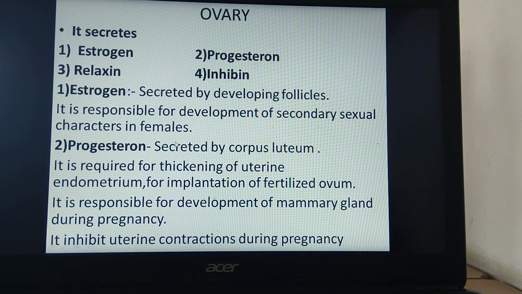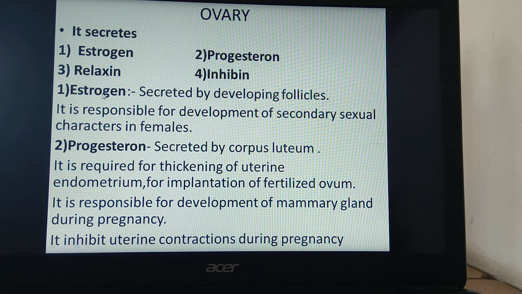We'll see the second type of gonad, that is the ovary, found in females. This ovary secretes 4 hormones: estrogen, progesterone, relaxin and inhibin. Estrogen we have studied before also, secreted by follicular cells, and it is responsible for development of secondary sexual characters in females. About progesterone, this progesterone is secreted by corpus luteum. Corpus luteum means what? It is formed after the process of ovulation. That means after ovulation, the remaining follicular cells form corpus luteum. We have studied this before also.